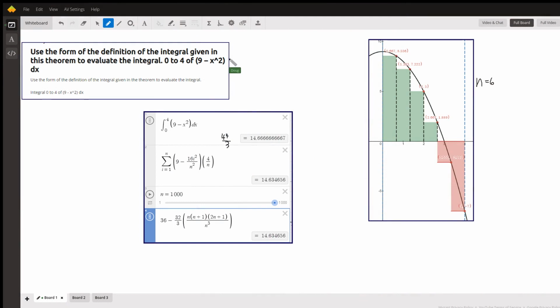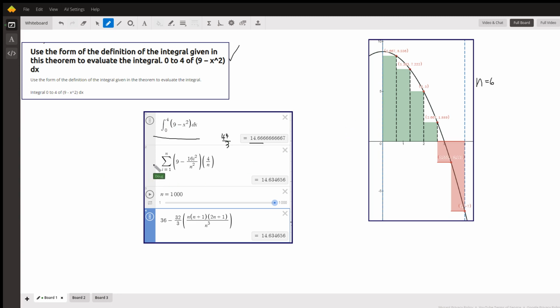Okay, based on the way this question is phrased, I'm thinking that you want to see an evaluation of this definite integral using the limit as n approaches infinity of a Riemann sum. So it turns out the area under this curve from 0 to 4 is 44/3, or 14.666 repeating.